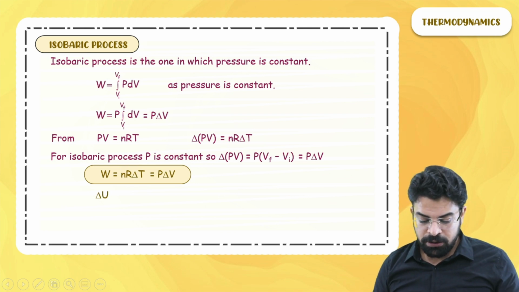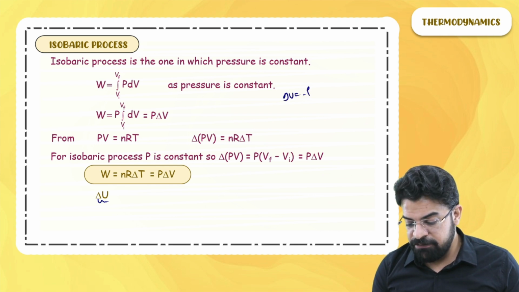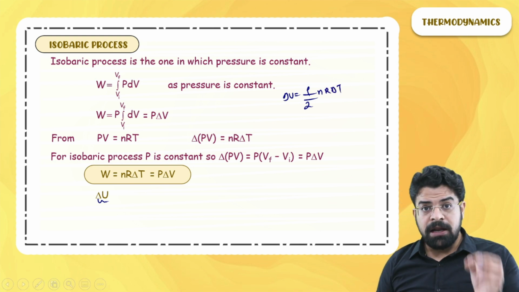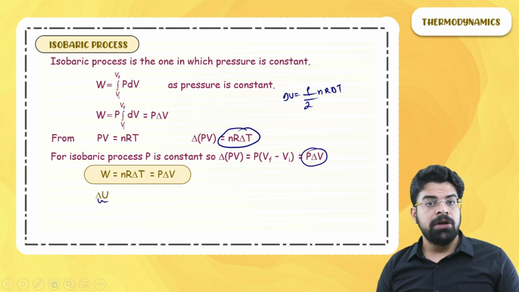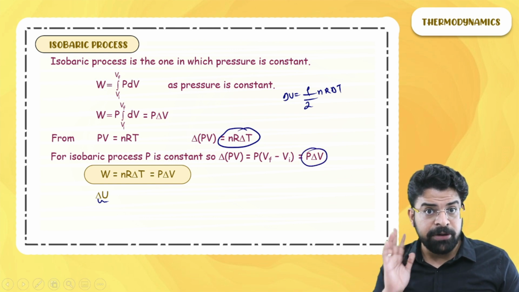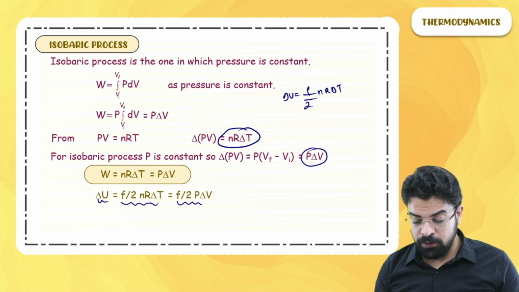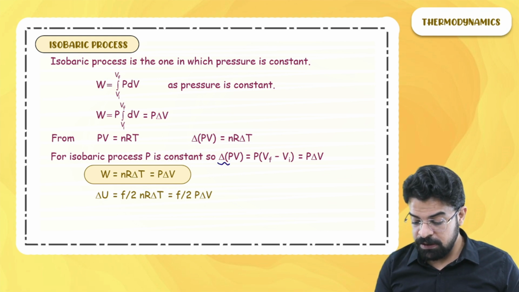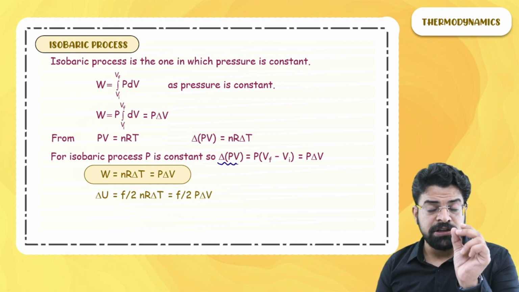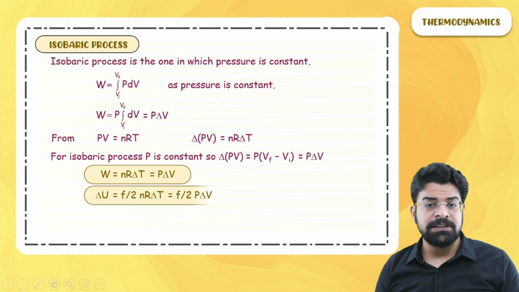Now what about the change in internal energy? The change in internal energy is given by f by 2 nR delta T. For an isobaric process, nR delta T is the same as P delta V. So the change in internal energy can be written as f by 2 nR delta T, or equal to f by 2 P delta V, because for an isobaric process, delta PV, the change in pressure into volume, is the same as P delta V. So this is the second thing.